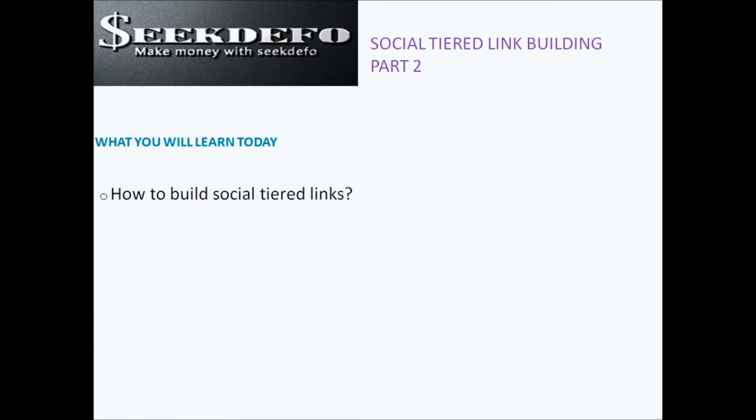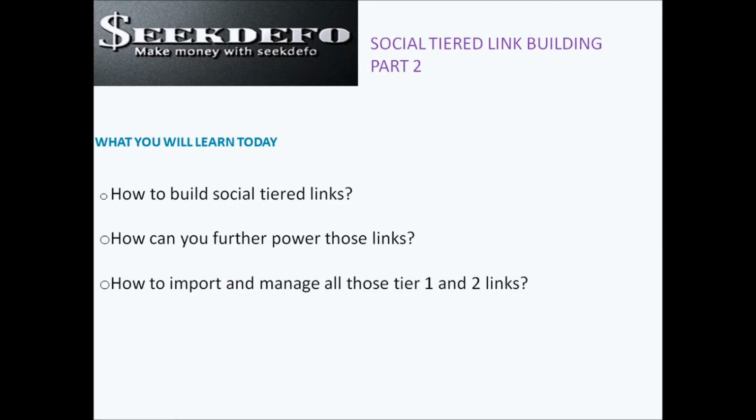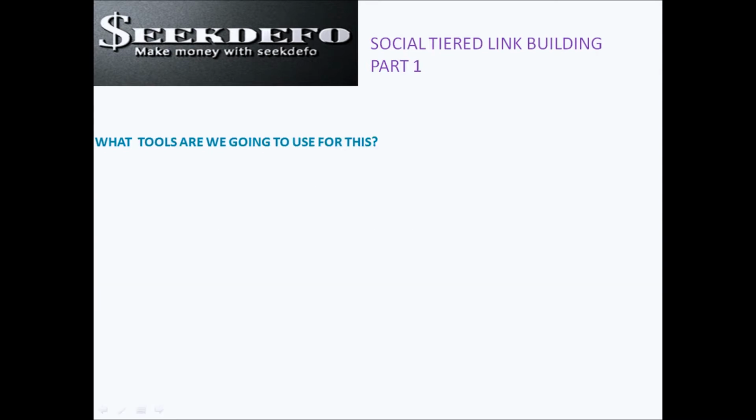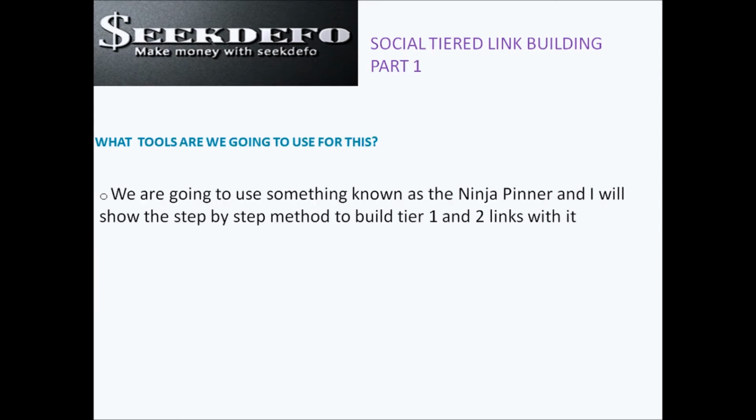Today I'm going to teach you how to build social tier 1 and tier 2 links, how to further power those links so that your site really shows up on Google, and how to import and manage all those tier 1 and tier 2 links. And I have got some very useful advice here, my personal tips and tricks on doing that. So we are gonna use a tool known as the Ninja Pinner, and I will show you the step-by-step method to build tier 1 and tier 2 links with it.